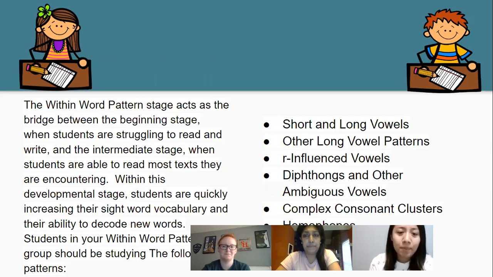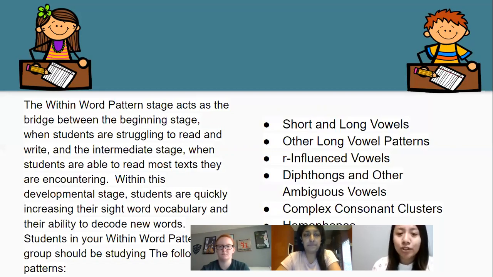The within word pattern stage acts as a bridge between the beginning stage when the students are struggling to learn how to read and write, and the intermediate stage when the students are able to read most texts they are encountered with. Within this developmental stage, students are quickly increasing their sight word and vocabulary and their ability to decode new words. Students in your within word pattern group should be studying the following patterns.